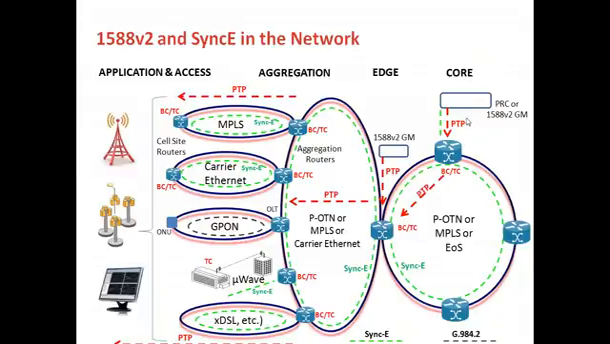1588 version 2, as a reminder, is a protocol and technology that allows you to take time information from one point of the network across to multiple points in the network by the utilization of a master reference clock and slave clocks distributed through the network to recover time and align these clocks with the grandmaster, thereby achieving synchronization.